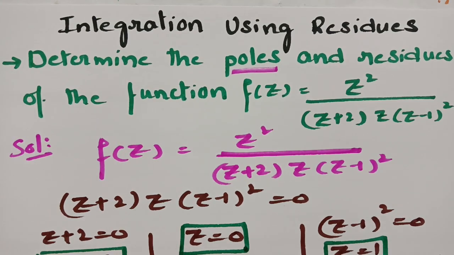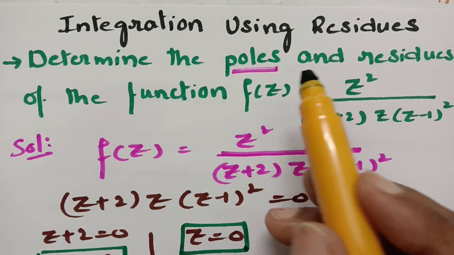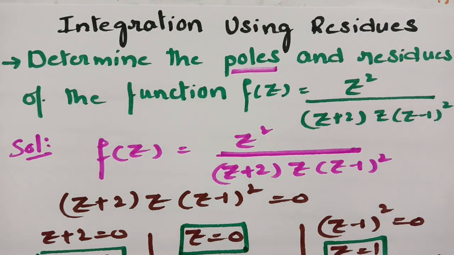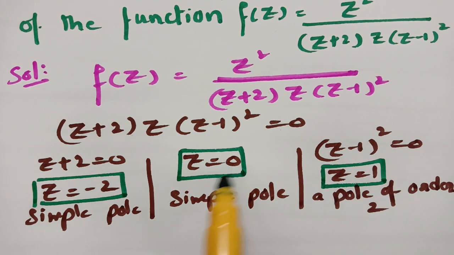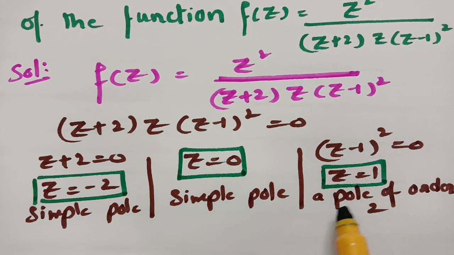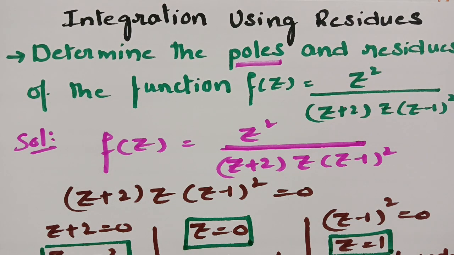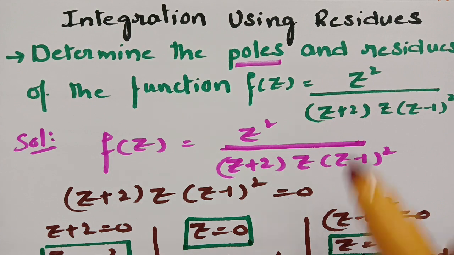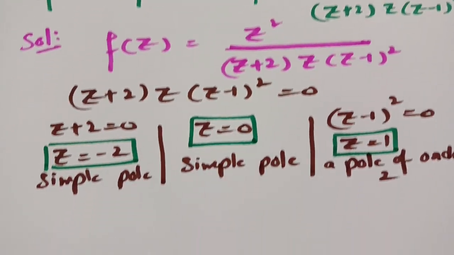See, we have to determine the poles. In order to find the pole values, we have to equate the denominator to 0, and after equating we got 3 poles: z is equal to minus 2 and z is equal to 0 as simple poles, and z is equal to 1 is a pole of order 2. And next, what we have to find? We have to find the residues for the given function for the corresponding pole values.